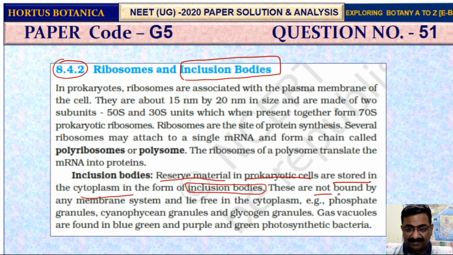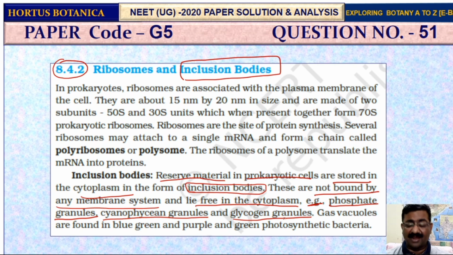Mind well, not bounded by any membrane system, as I told you, they lie in the cytoplasm. Yes, I explained it. And what are the examples? First, phosphate granule. I also told you this is a volutin granule, as well as metachromatic granules, and cyanophycin. Yes, it will include alpha and beta granules, and yes, glycogen. This is the carbohydrate storage, and these are the gas vacuoles found in blue green and purple green bacteria, which are photosynthetic. So this is the main source of the question. This is directly from your NCERT, isn't it?